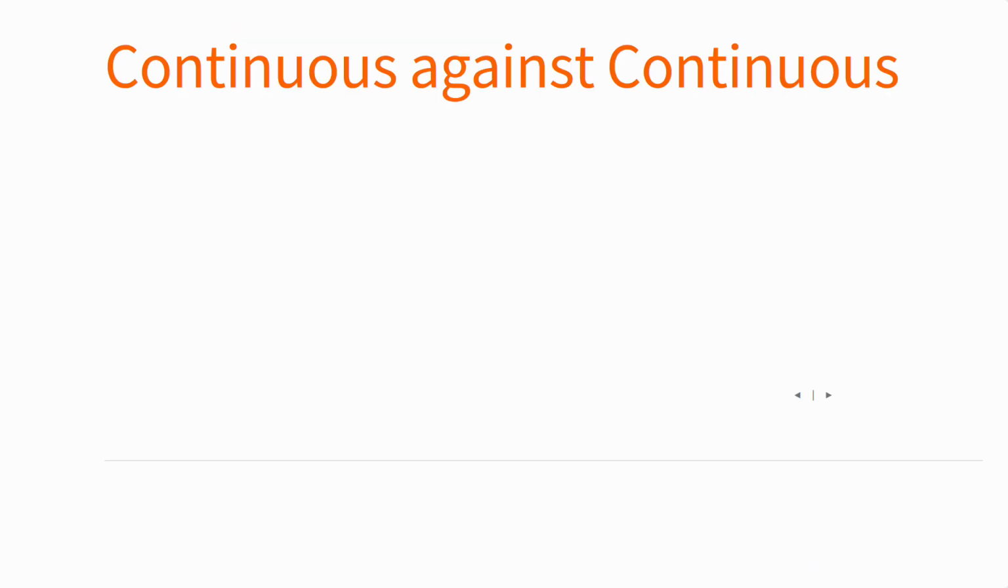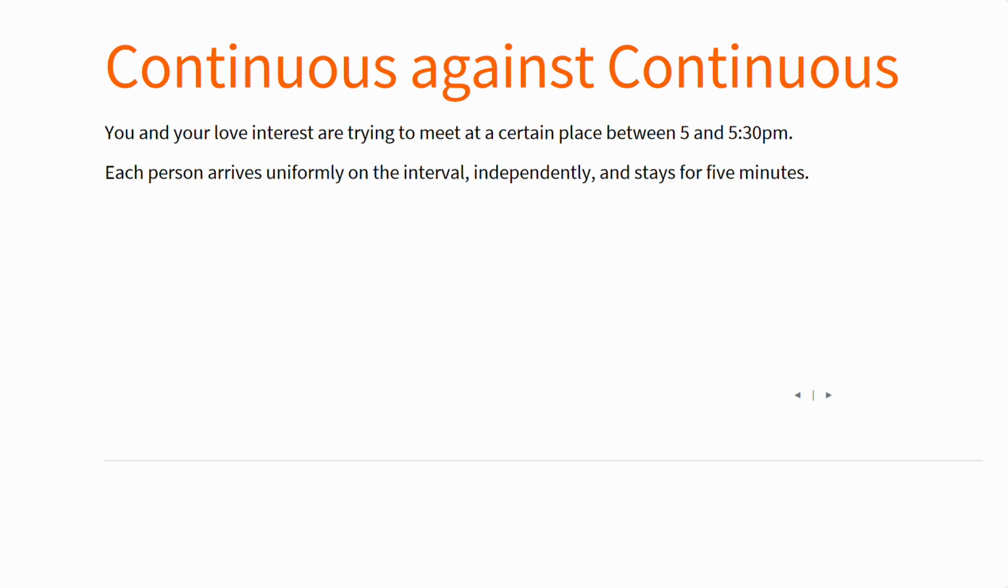Let's try a fully continuous situation. You and your love interest are trying to meet at a certain place between 5 and 5:30 p.m. You both arrive uniformly in that interval independently and stay for 5 minutes. What's the probability you meet?